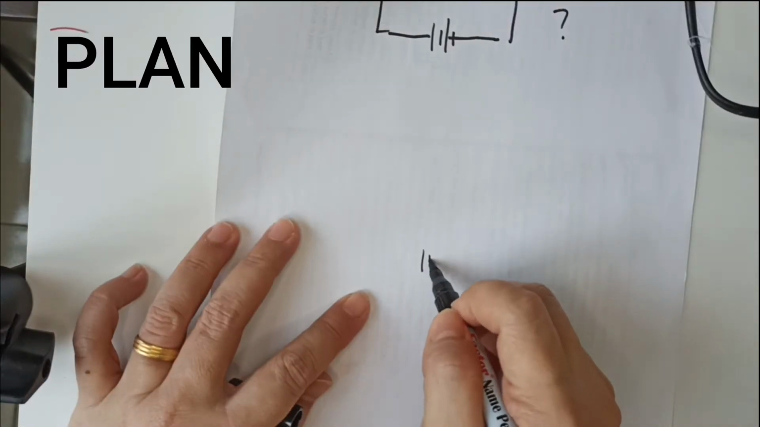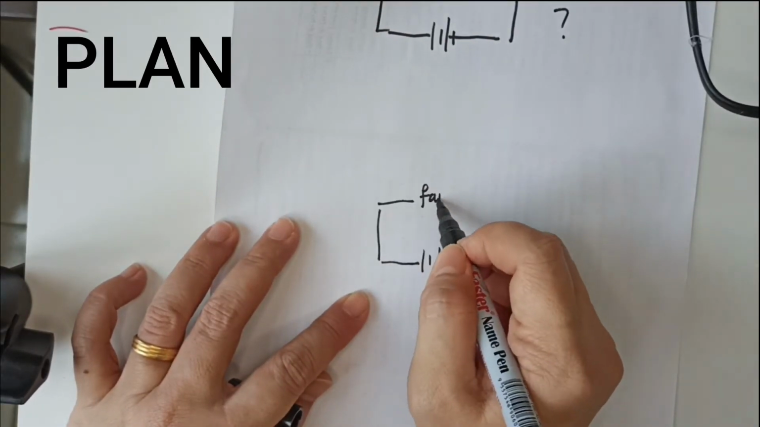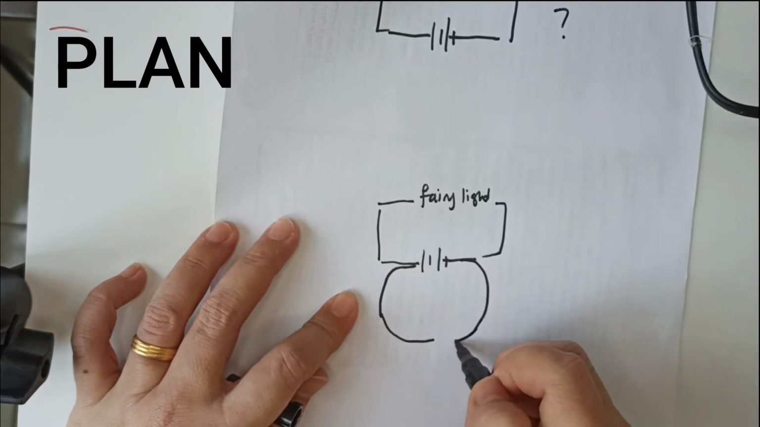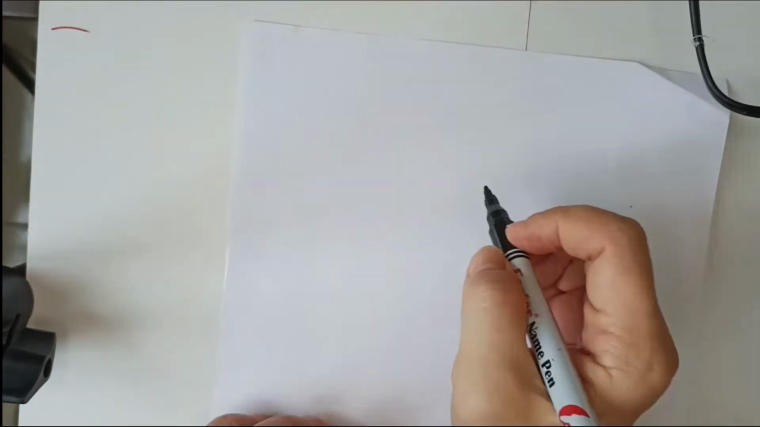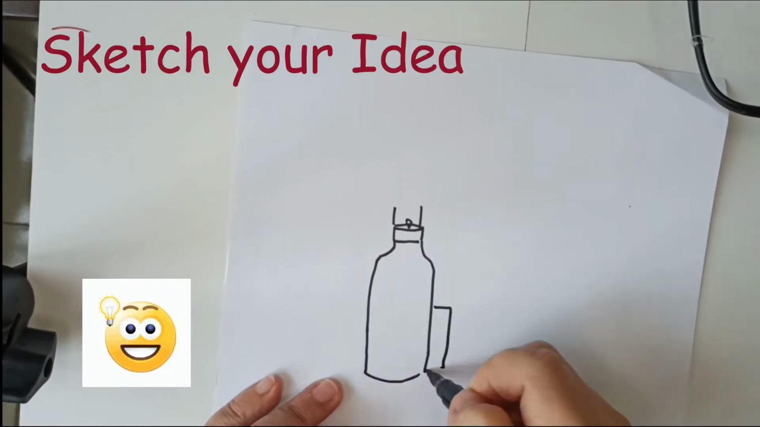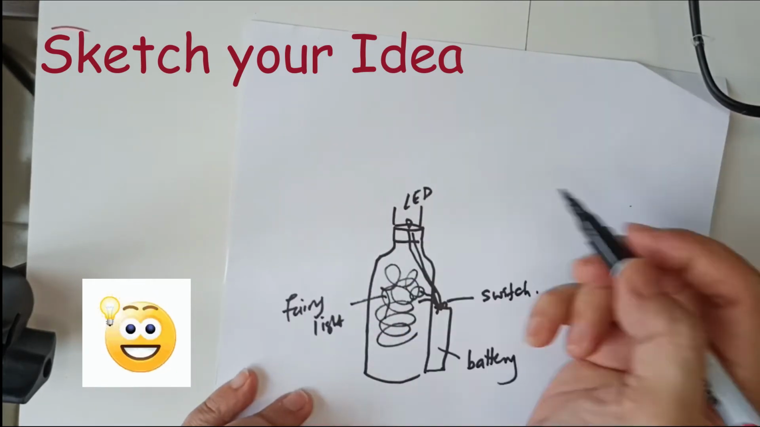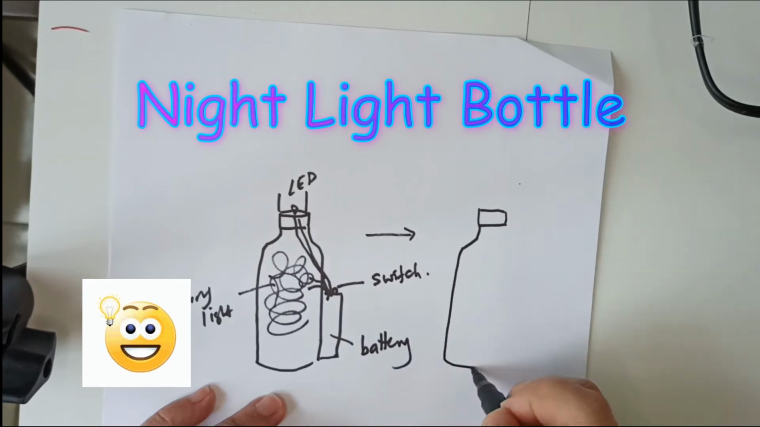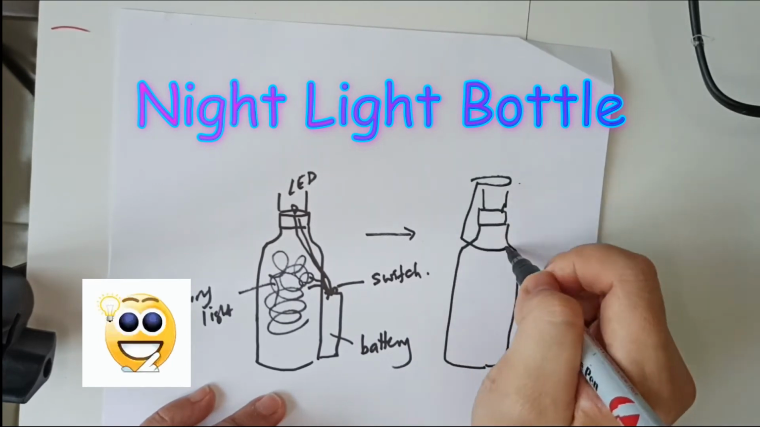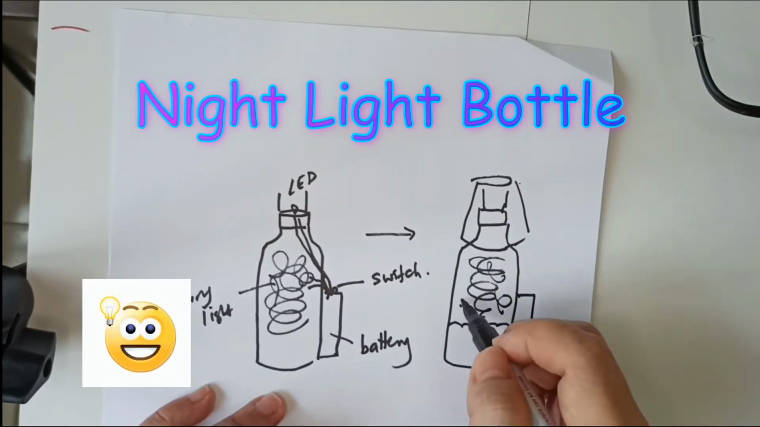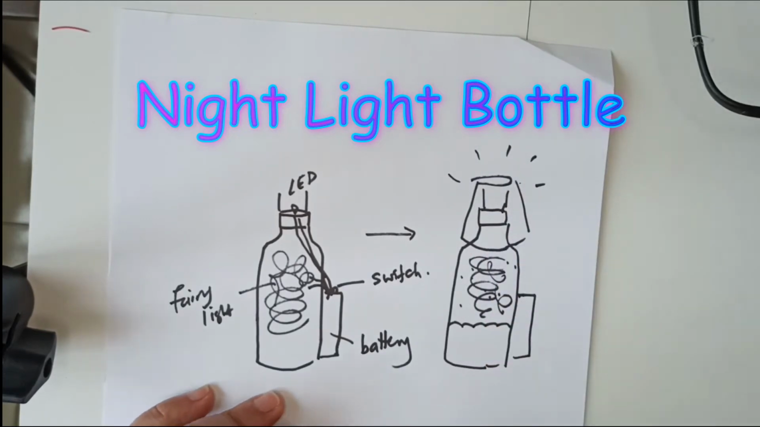Let us plan. I have decided to make a parallel circuit of an LED light and a fairy light because those things are available at home now. And the fairy light set came with a battery casing and switch, which makes it easier for me to assemble the circuit. After thinking and sketching a few designs, I have decided to make a night light bottle.